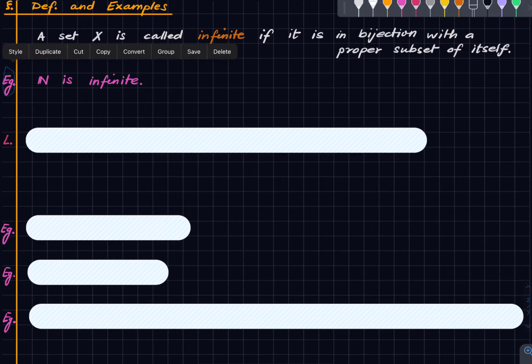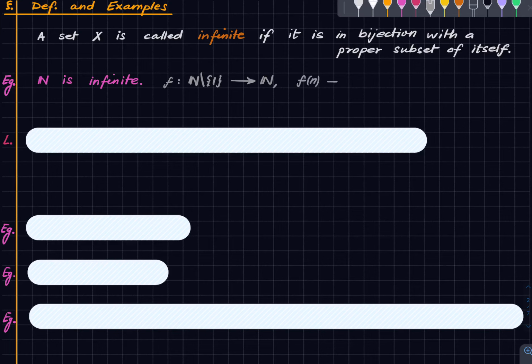Why is that? The set of natural numbers is kind of your poster child for infinite sets, as we will see. So how do we show this? Just consider this map. How do we define it? Just send n to n minus 1. So this is of course a proper subset of that. And the function f is clearly an injection.